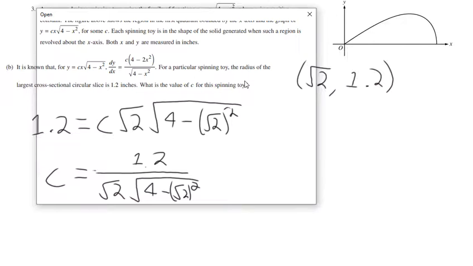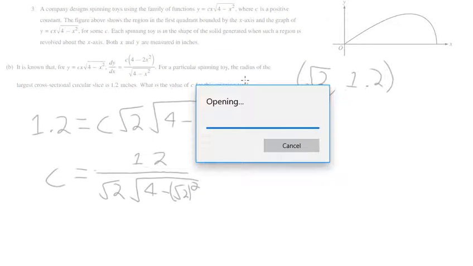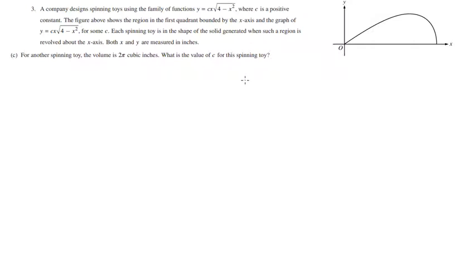So for part C, we're going to do a little bit of volume. It's relatively straightforward. All right, so we know that the volume of a spinning toy is 2 pi cubic inches. Well, how can we find the volume? Well, the volume is going to be pi times the integral of the radius, which is going to be y, squared, dx. This is just our volume formula. And we know that this has to equal 2 pi.